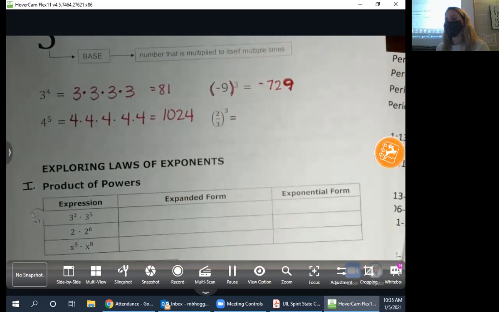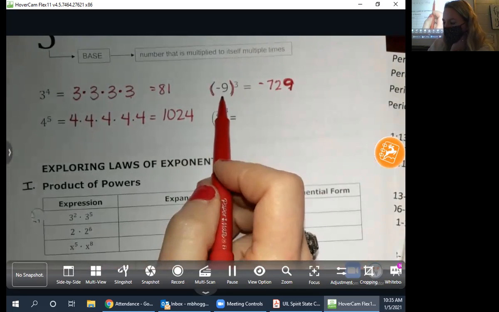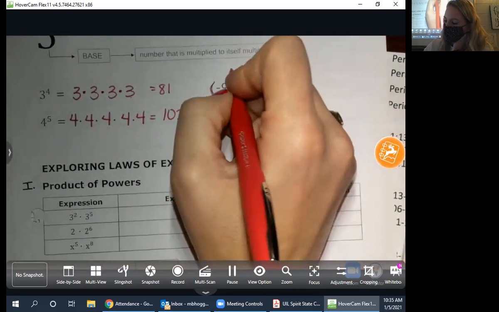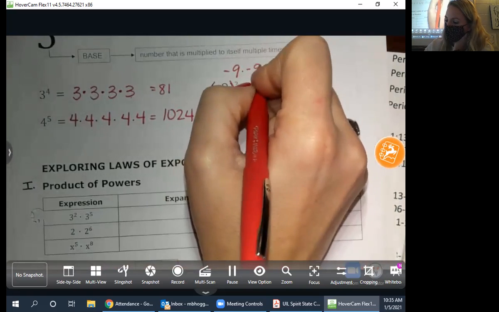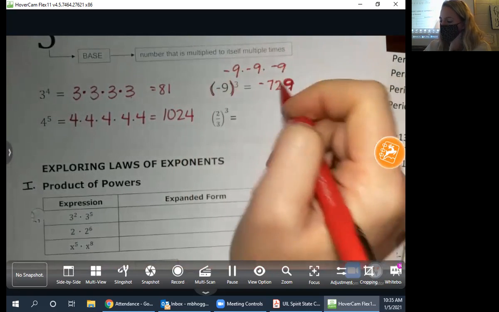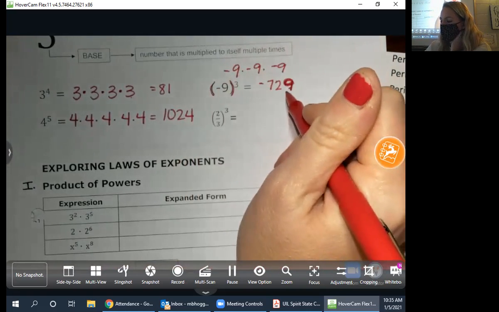All right, so wait, let's pause here on this one. What this really means is -9 times -9 times -9. Why is our answer a negative answer?